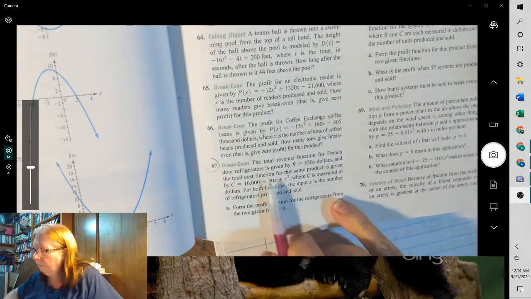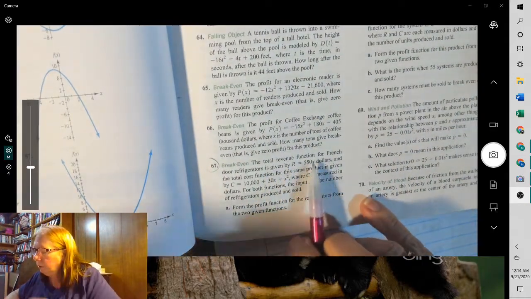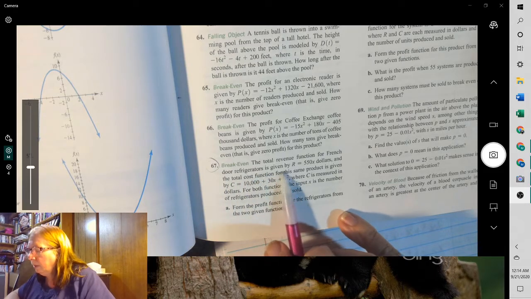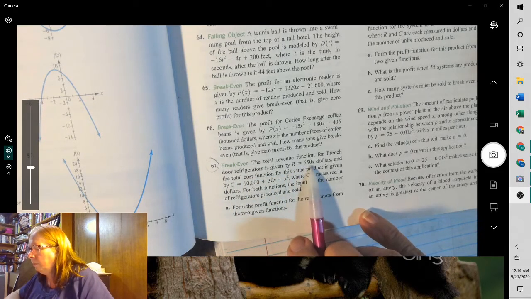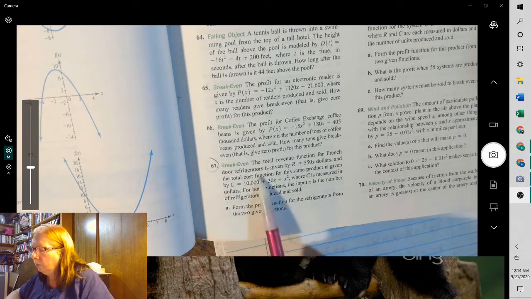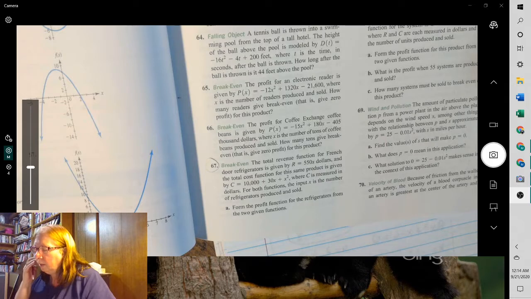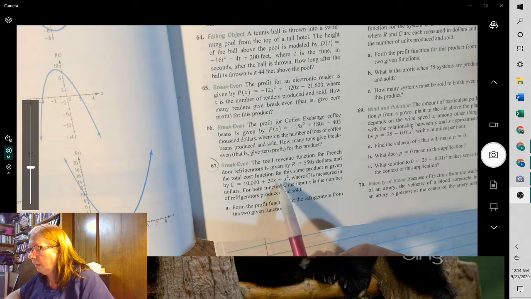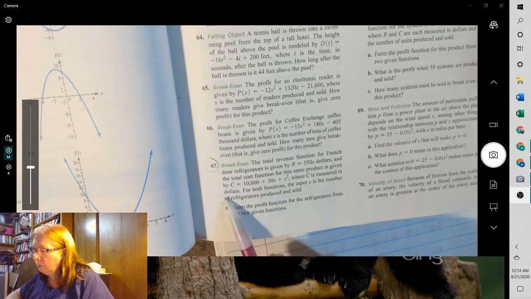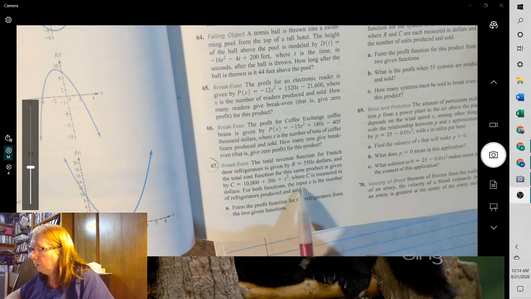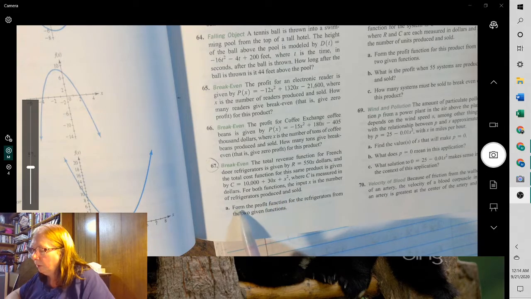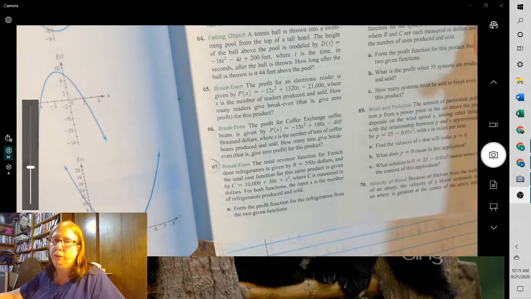Number 67 says the total revenue function for French door refrigerators is given by R equals $550x, and the total cost function for the same product is given by C equals 10,000 plus 30x plus x squared, where C is measured in dollars. For both functions, the input x is the number of refrigerators produced and sold. Form the profit function for the refrigerators from the two functions.